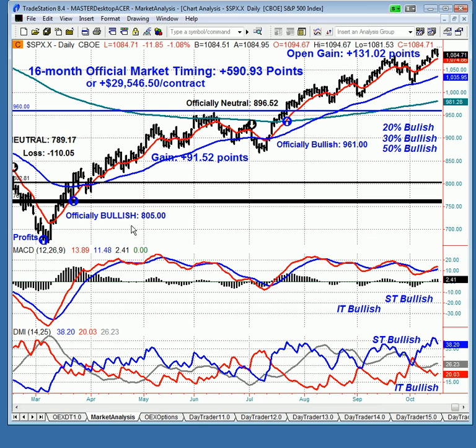Officially bullish at 805, over 800. Closed that for a gain of 100 points, went back to neutral on this right shoulder. Didn't expect any fall through the downside, but didn't want to be there in case there was. Went back to bullish over 960 at 961 and are sitting on 131 points. Probably about 125 points with today's move, but definitely want you to take advantage of this timing.